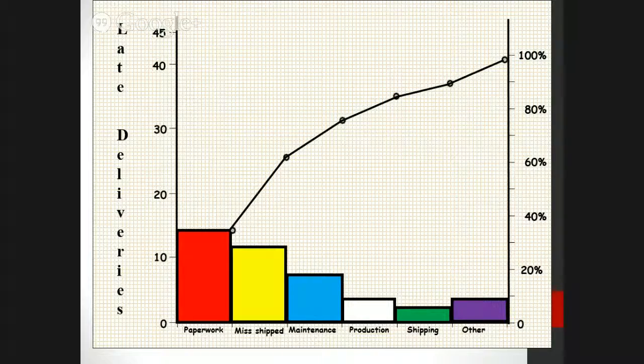So of course you can see that if I was going to try to fix my problems, where would I start? The paperwork. Because that takes up 60% of the reason I'm late on my deliveries. I get that fixed, and then, of course, maybe I'll worry about the others.